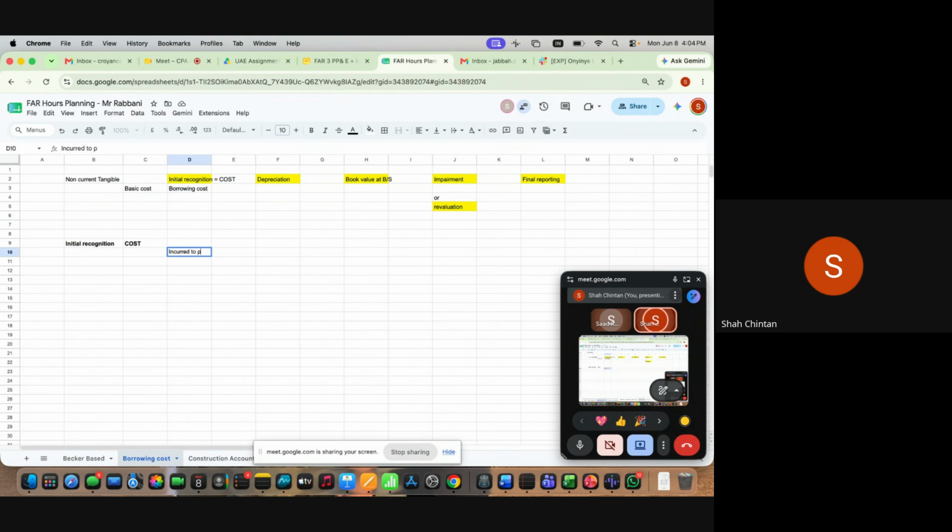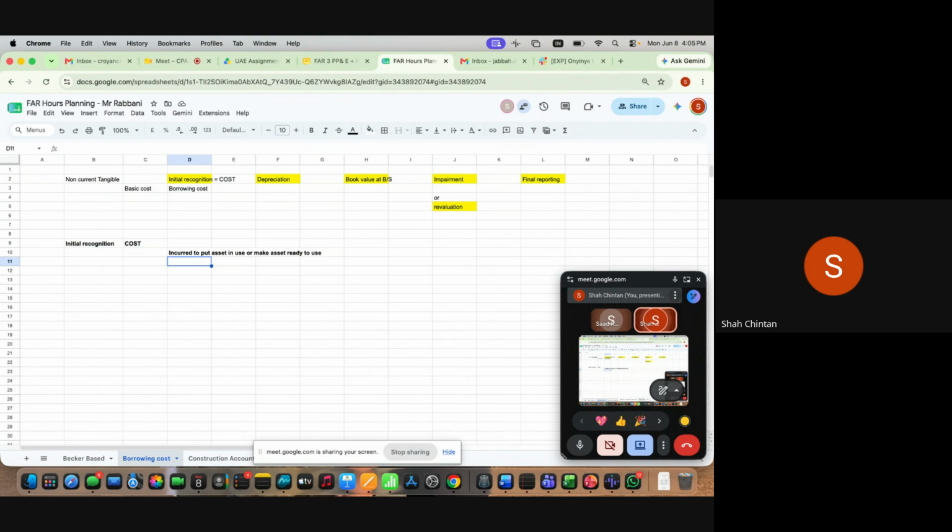Now, whatever costs are incurred to put the asset in use or make the asset ready to use, they are capitalized. So, for example, let's say you bought a television. Now, for the television, you paid $10,000. You paid $200 for installation. You paid $100 for the transportation. So, in order for you to use the TV, actually, you paid 10,300.